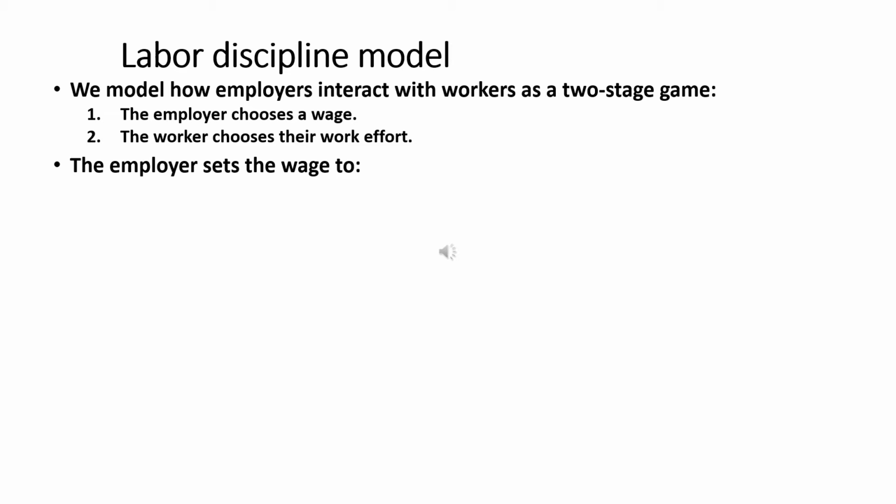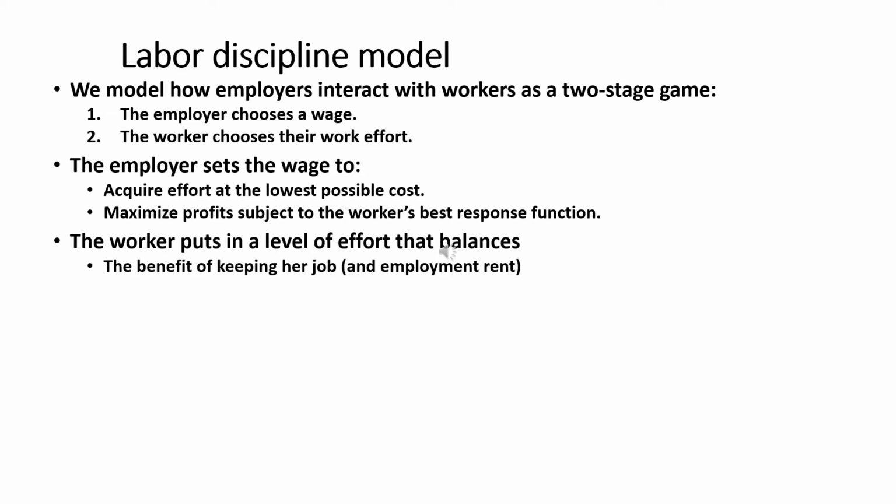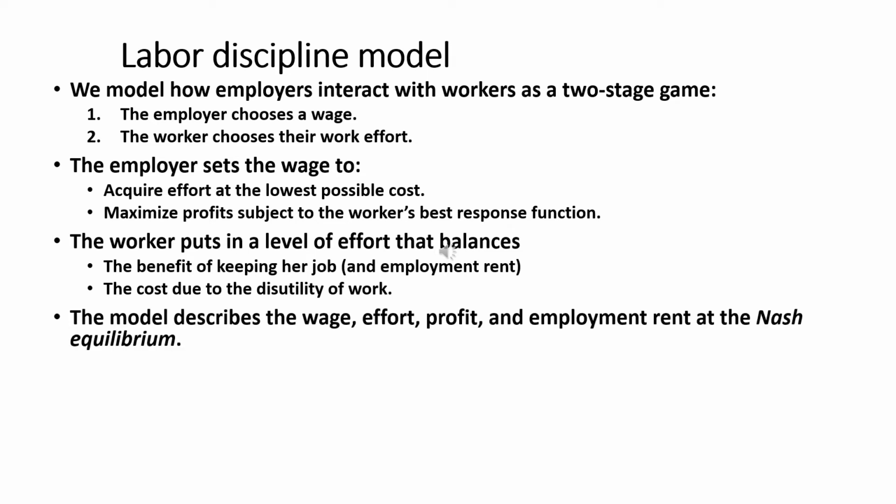The employer sets the wage to, firstly, acquire the effort at the lowest possible cost, and secondly, maximize profits subject to the worker's best response function. On the other hand, the worker puts in a level of effort that balances the benefits of keeping her job, and as a consequence employment rent, and also the cost due to the disutility of effort. Therefore, the model describes the wage, effort, profit, and employment rent at the Nash equilibrium, that is, at an equilibrium where players are doing what's in their best interest.